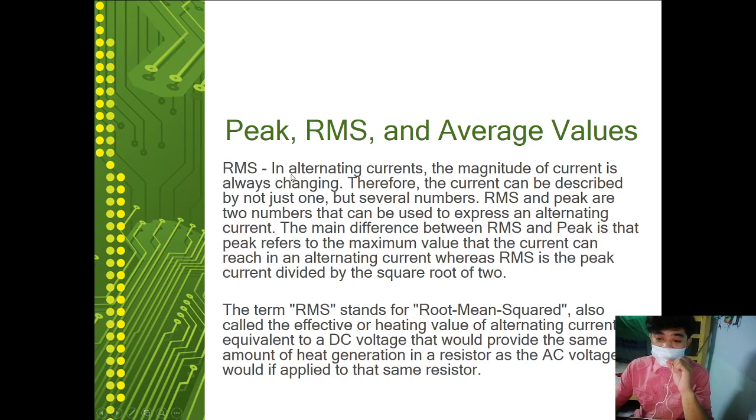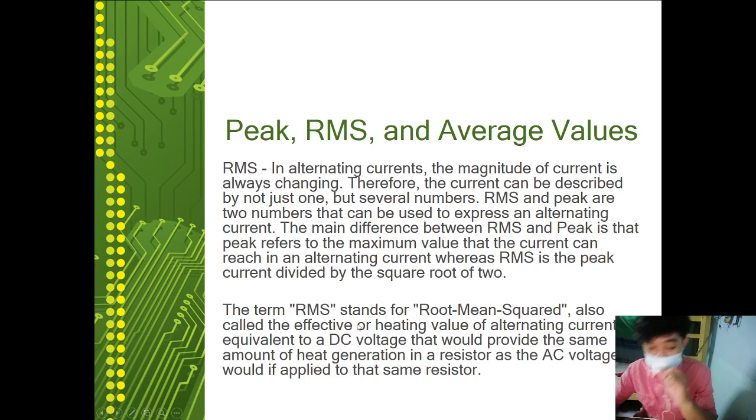RMS. In alternating currents, the magnitude of the current is always changing for an AC. Therefore, the current can be described by not just one but several numbers. RMS and peak are two numbers that can be used to express alternating current. The main difference between RMS and peak is that the peak refers to the maximum value that the current can reach in an alternating current, whereas RMS is the peak current divided by the square root of 2.